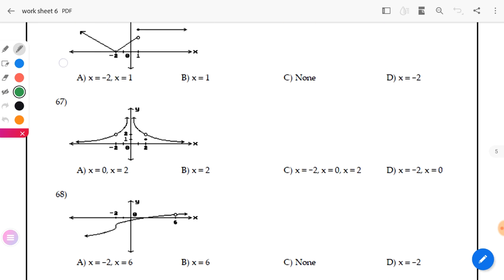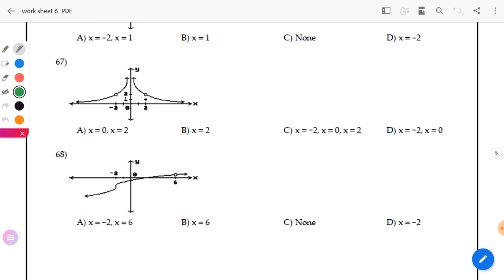Revise the definition of continuity in the previous video. Here, as you see, I have a hole at negative 2, a hole at 2, and I have unbounded behavior at 0. So this function is discontinuous at negative 2, 2, and 0. The answer will be C.